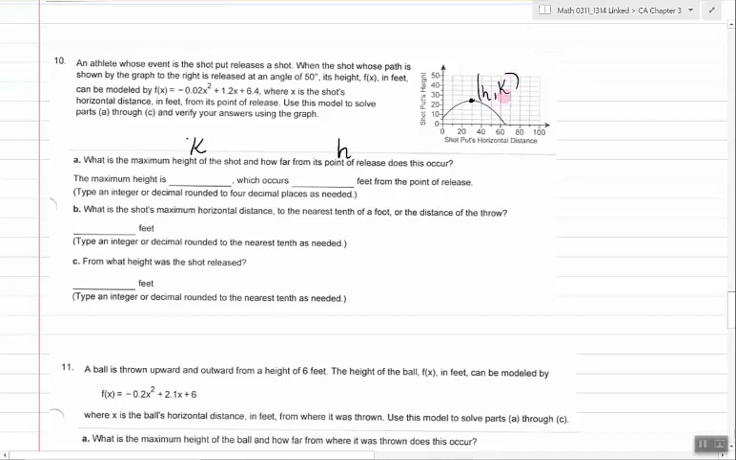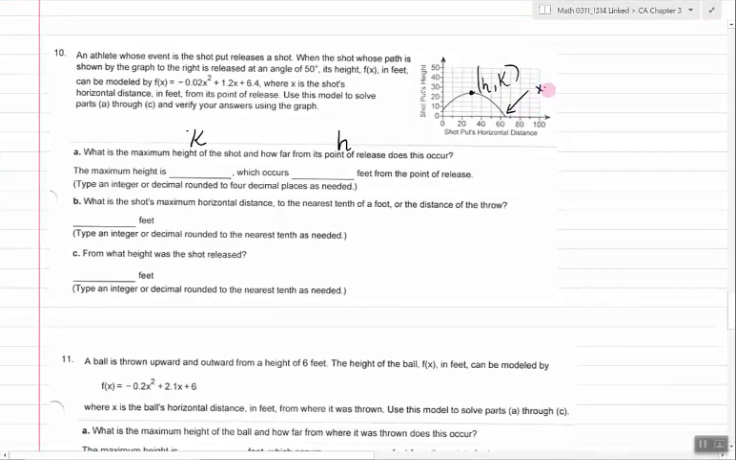The height is K, how far is H. Then it wants the shot's maximum horizontal distance. That will be right here. That is an x-intercept. And from what height was the shot released? That's right there. And that's the y-intercept. I can get all of that information from my grapher.